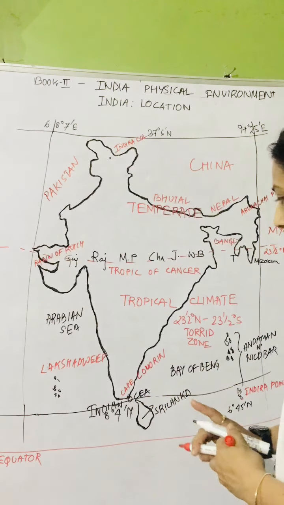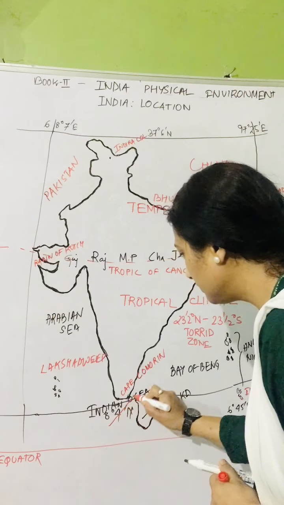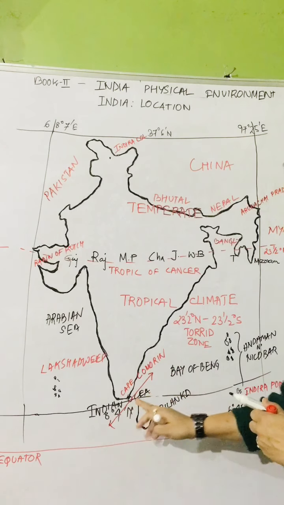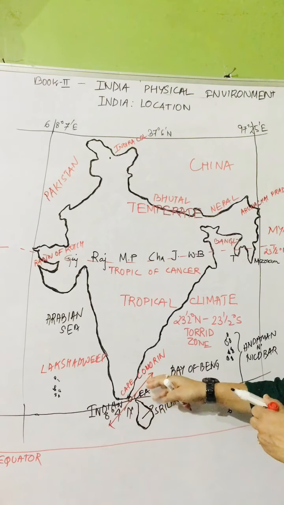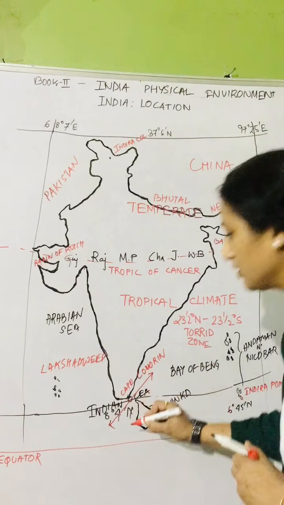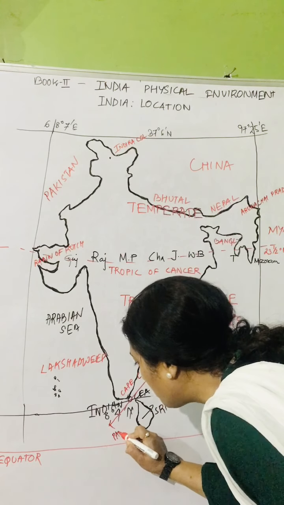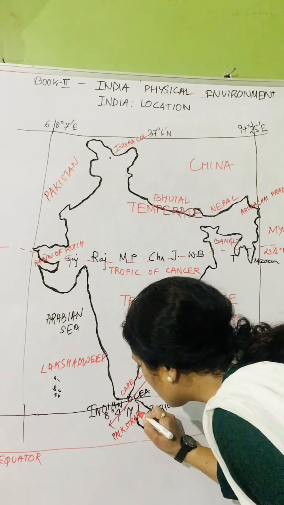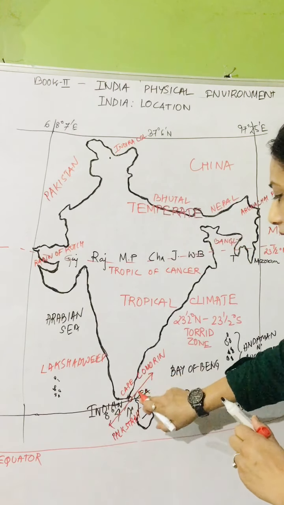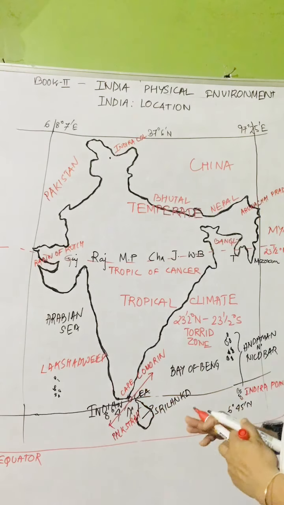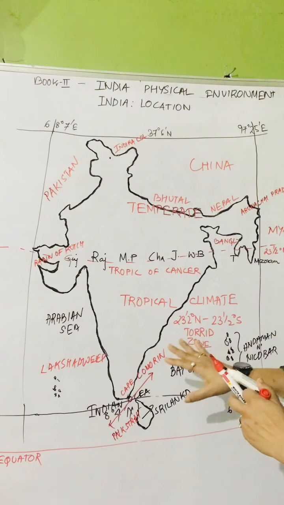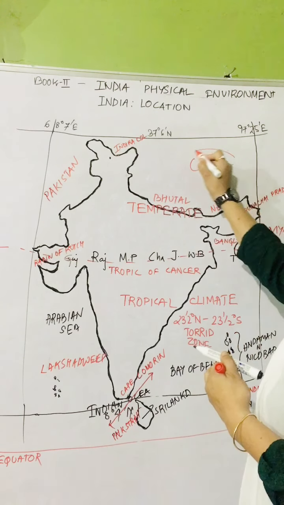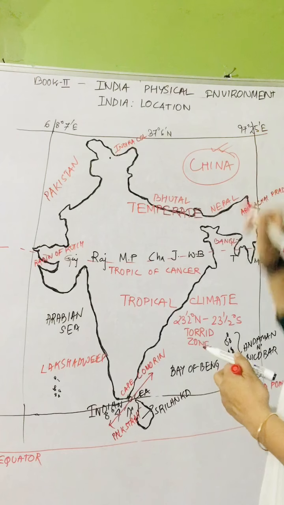India and Sri Lanka are separated by a narrow channel of water, known as Palk Strait. A strait is a geographical feature. It refers to the water body which separates two land masses. So you can see that India shares the largest land border with one country, that is China.